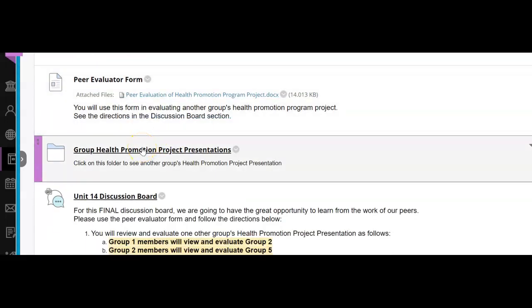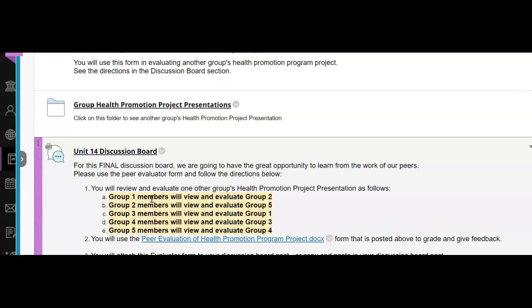So the next one is you click on this folder and you're going to see 5 groups, and you're going to click on and review the group's health promotion project that you've been assigned to. The reason I assign you to one, you can review all of them, that's wonderful, but I assign every group to another group just to assure that every group is evaluated, to give all members a chance to learn from their peers of how they could have improved, and what a great job they've done.